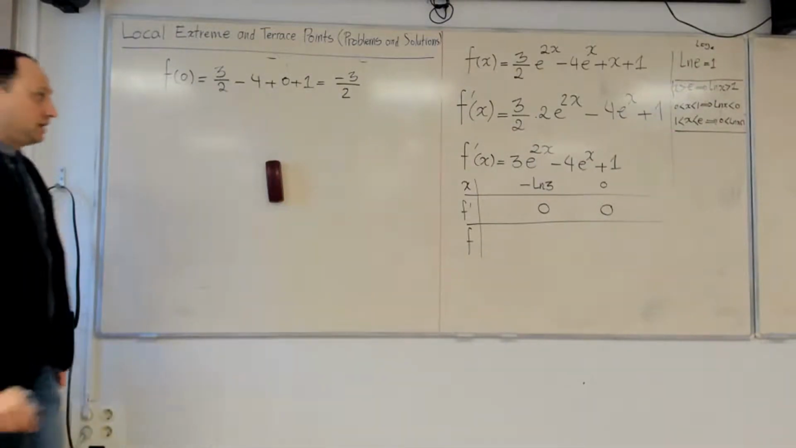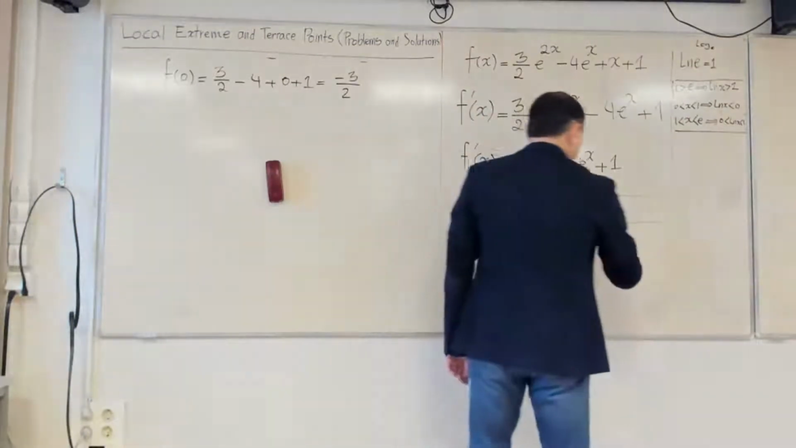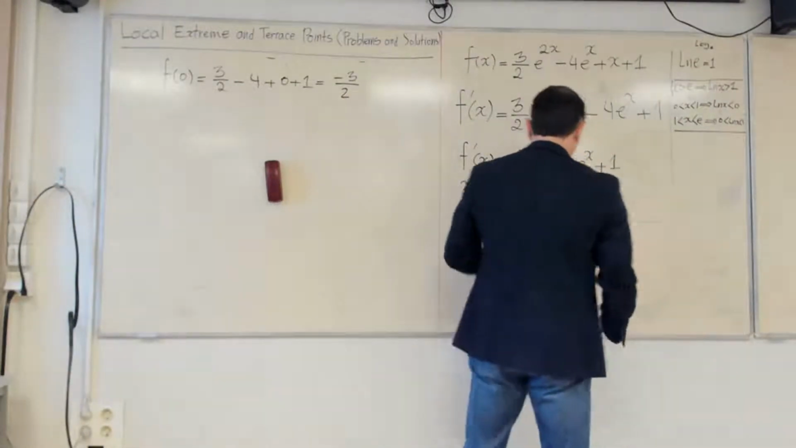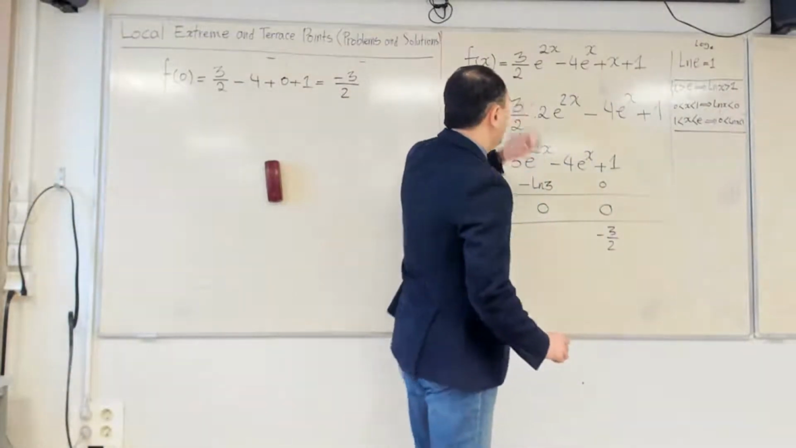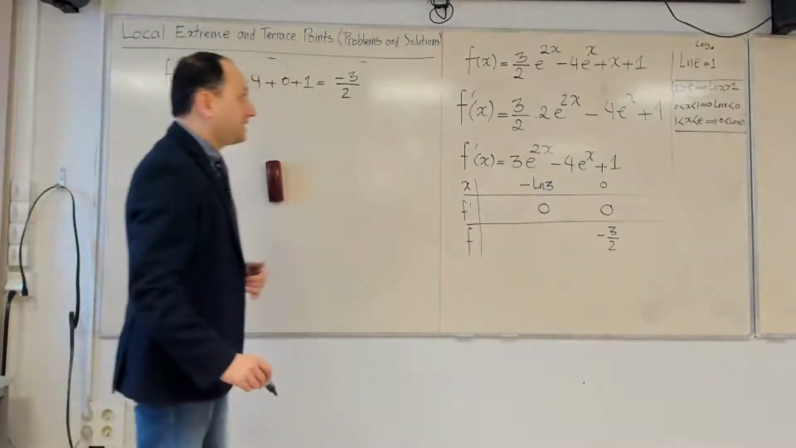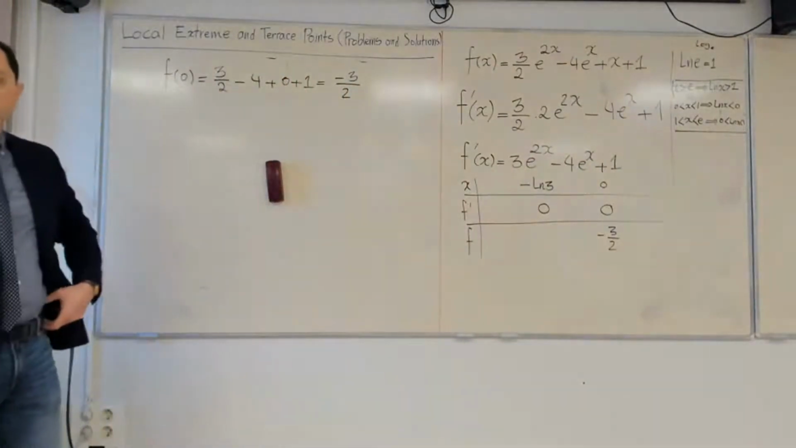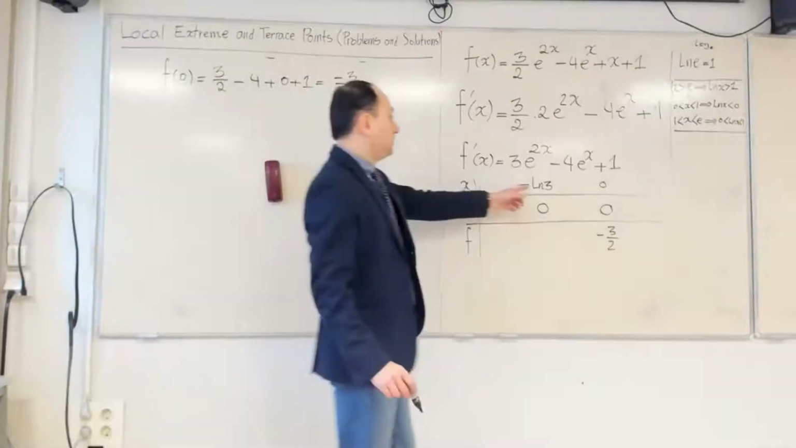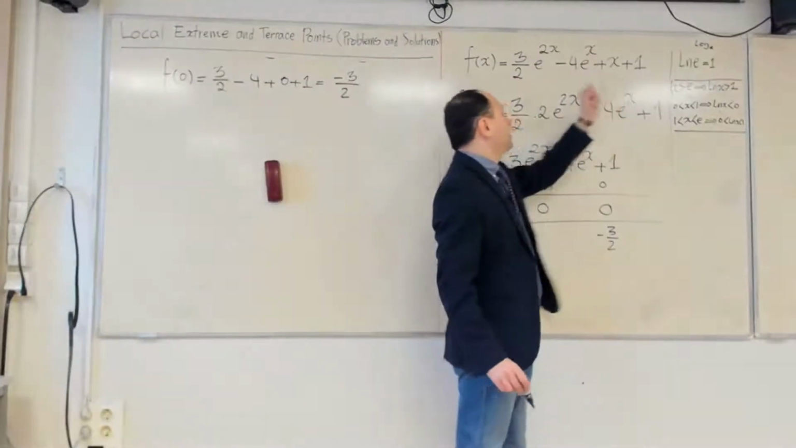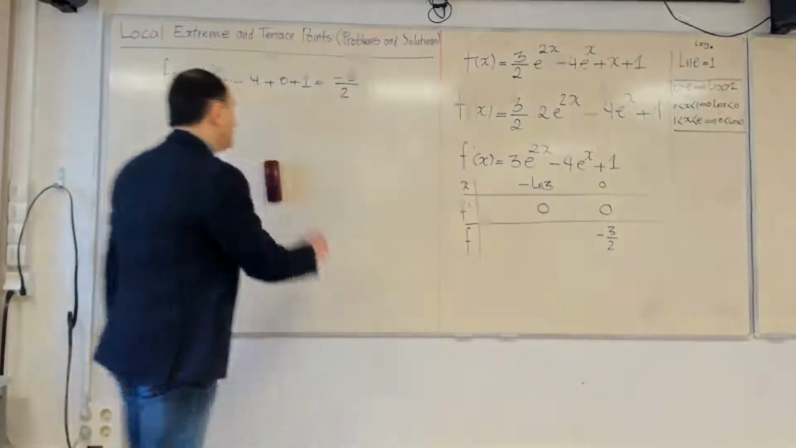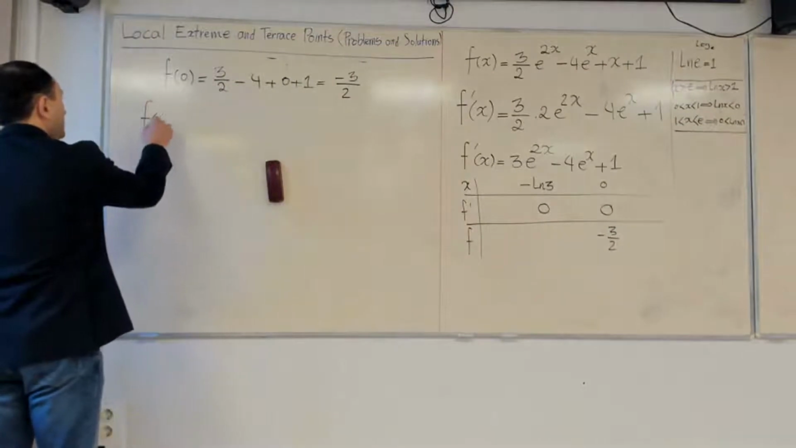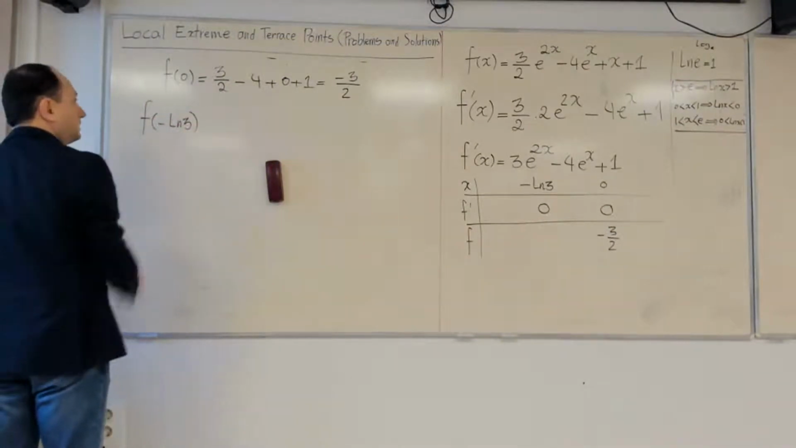Yes? So the number that I have to put here is minus 3 over 2. Okay, now that you know that you have to put it there, I give you a little bit of time. But I want you to find the exact value. Put minus ln of 3 in this function and try to calculate f of that. So what I am asking you is to calculate this, the exact value.